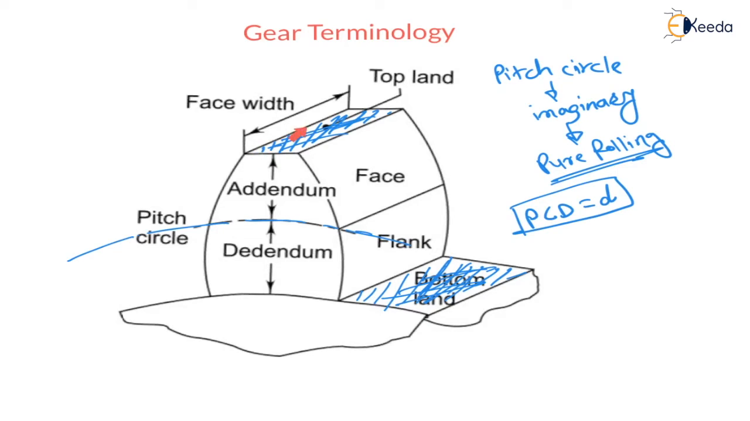Now the width at top land is called face width. This will be the face width of the gear. Therefore B is equal to face width. We can say B is the face width.